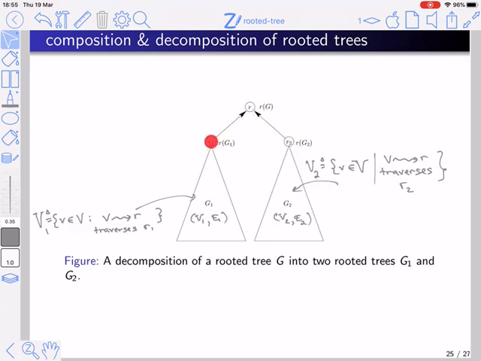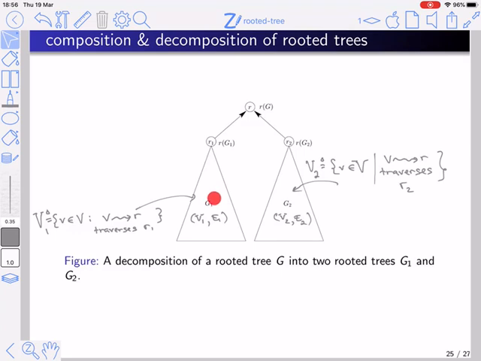Why do I say root? Well, in G1, which consists of the vertices V1 and E1, the out degree of R1 is 0. And the same holds for the out degree of R2. All the other nodes in G1 have an out degree of 1 because the edge that emanates from them is preserved, and the same holds for G2.